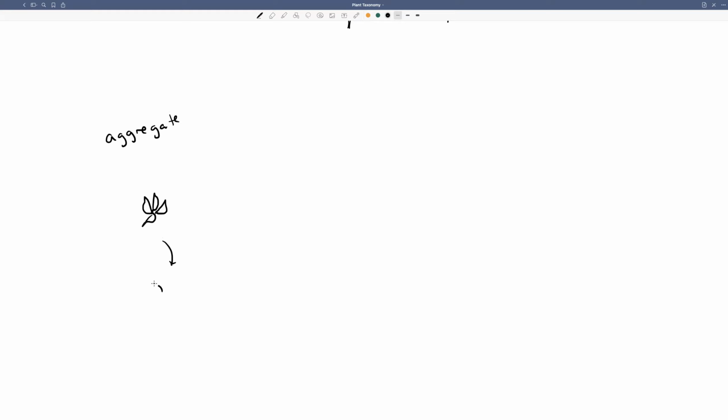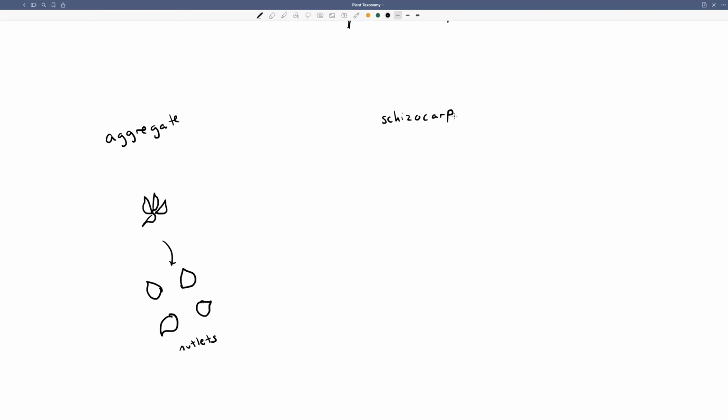And then in fruit, they would all develop into their own, each carpel can become its own fruit. And this is one of the terms you can use for those dry indehiscent fruits you get from an aggregate. The situation with a schizocarp.